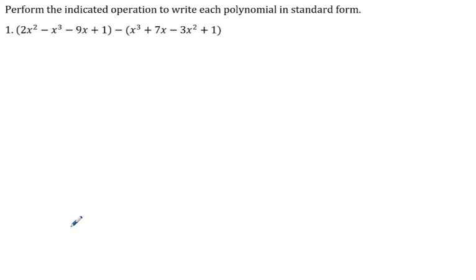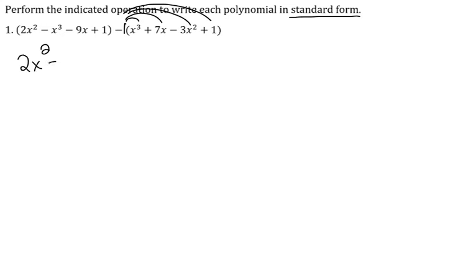Lesson 4. Perform the indicated operation to write each polynomial in standard form. So remember that standard form for polynomials means the exponents are in decreasing order. We start with the highest exponent and keep decreasing until you run out. So to subtract these two polynomials, we can really distribute in a -1 and make it an addition question.